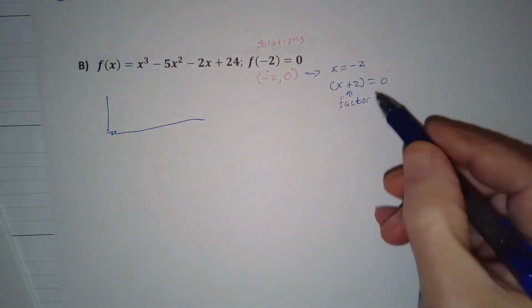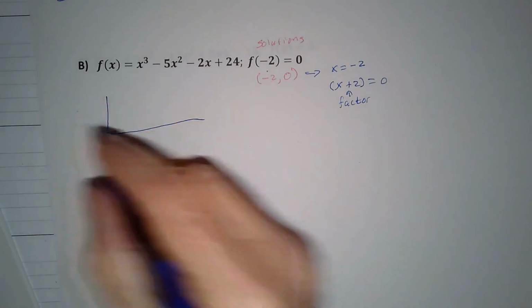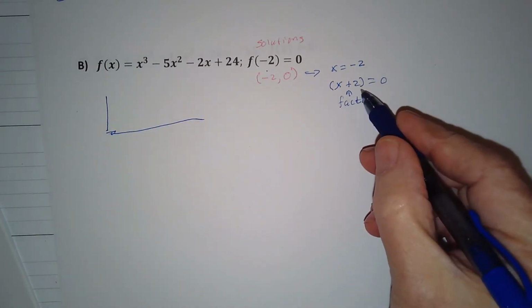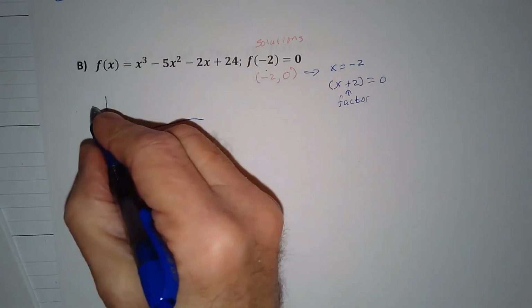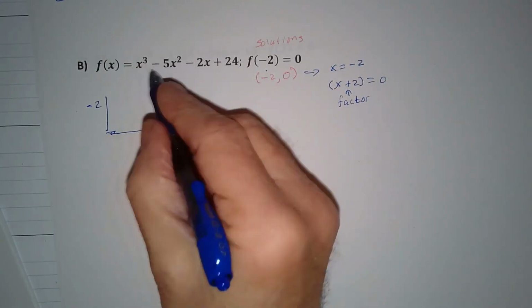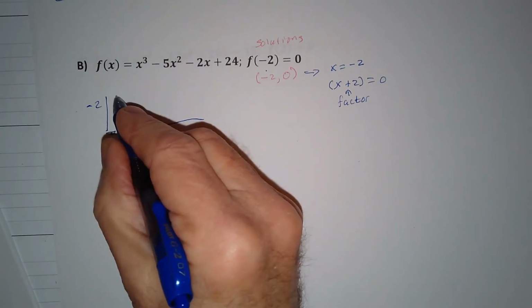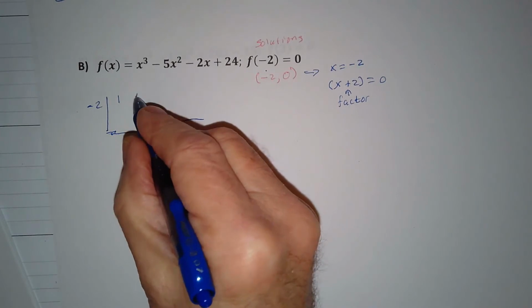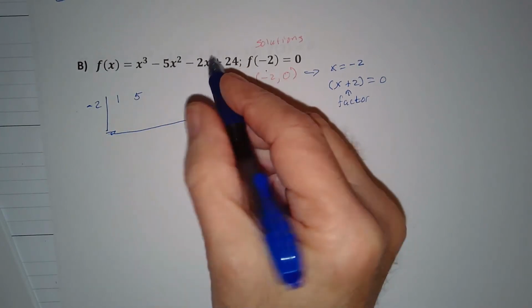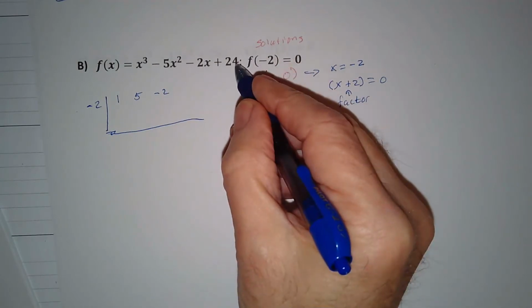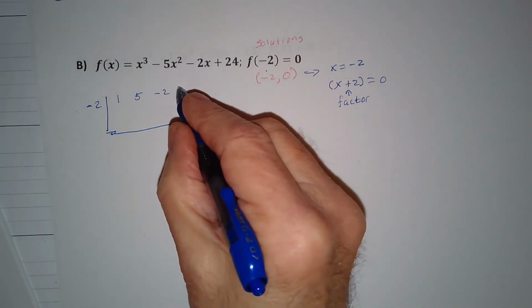My x is negative 2, because when I factored, going backwards, x plus 2 is the factor. So negative 2 is what I'm going to use as a divisor over here. And then I've got 1x cubed, so I'll put a 1 here. Negative 5x squared, so I'll put a negative 5 here. Negative 2x here, so I'll put a negative 2. And I got a 24 over here.